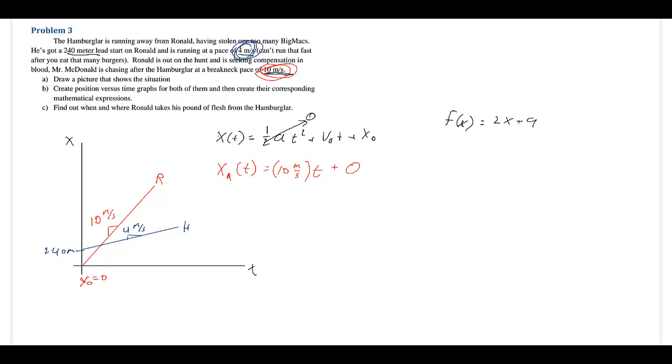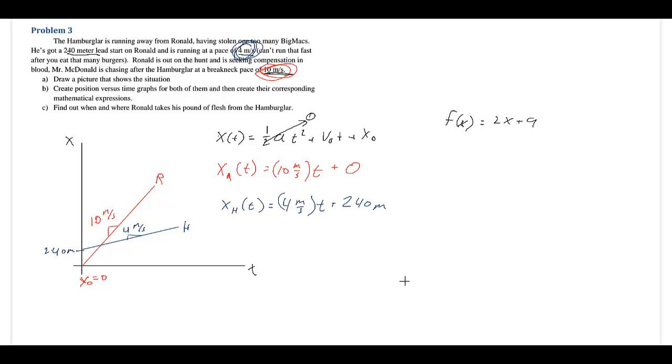Now for the Hamburglar, as a function of time, we've got his velocity, which is 4 meters per second, also positive. They're both running in the same direction. t plus his initial position, which is 240 meters.